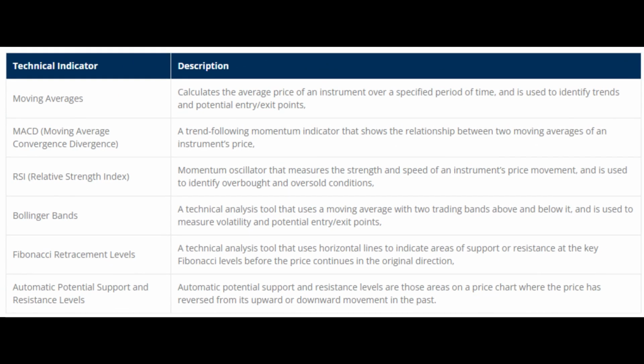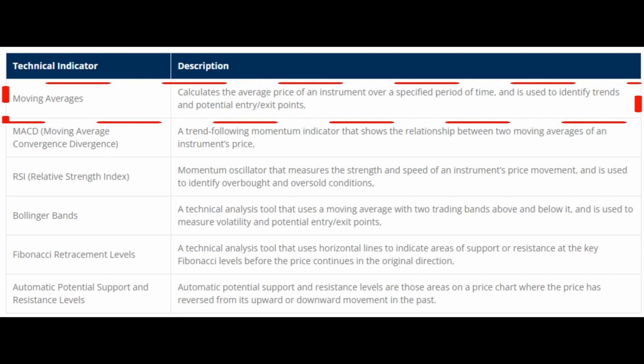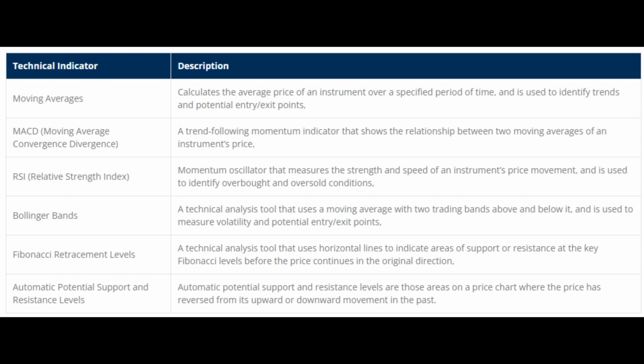So let's talk about technical analysis tools. Every trader likes to use these, and I like them because they can help you objectively look at price. A lot of platforms are going to have tons for you to choose from. Here's a few. Moving average just calculates the average price of an instrument over a specified period. You can use that for anything: trends, entry and exit points, whatever.